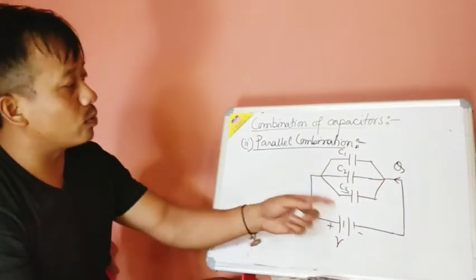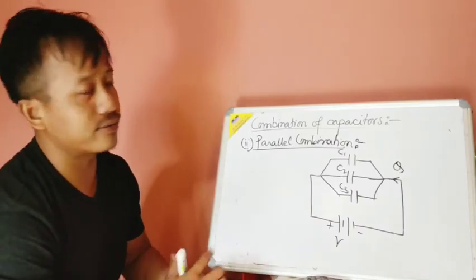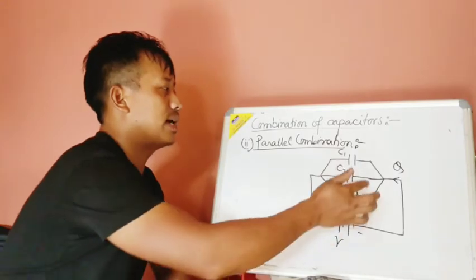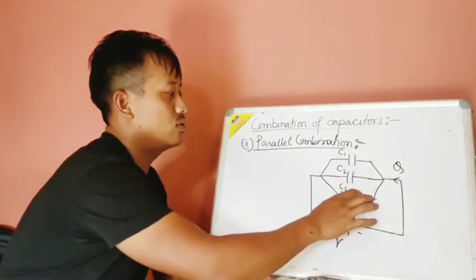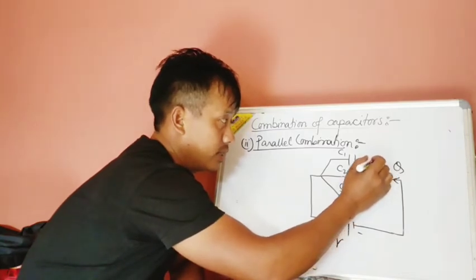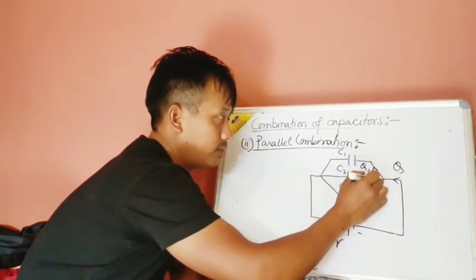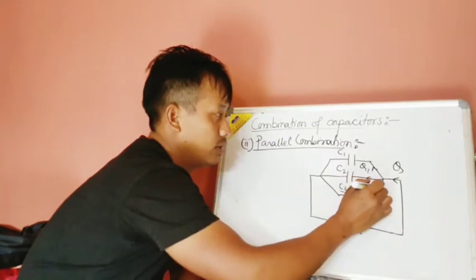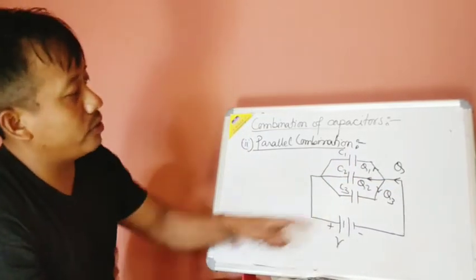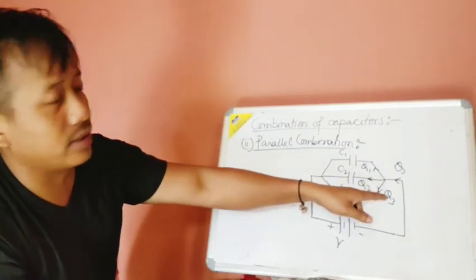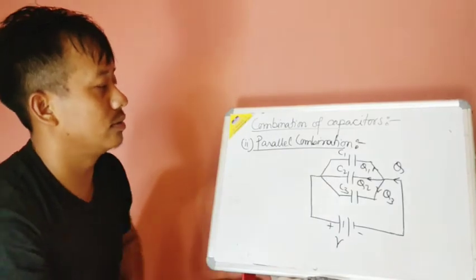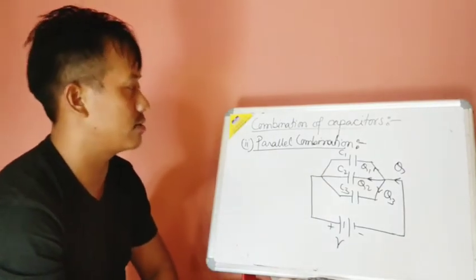For the charge Q to flow, you have three different paths now. One can pass through C1, one through C2, one through C3. So the charge coming through these are Q1, Q2, Q3. When you add up Q1, Q2 and Q3, the sum will be equal to the total charge Q. This is obvious by conservation of charge.